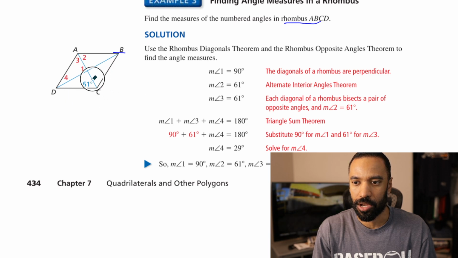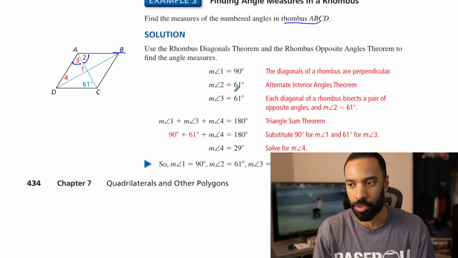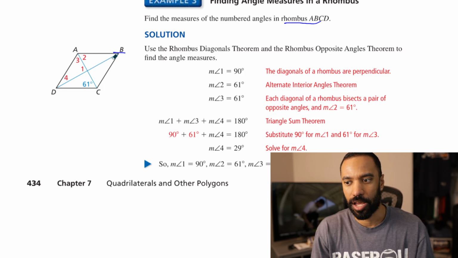3, why is 3 also 61? Because a diagonal bisects a rhombus. So this is congruent to that. Therefore, 2 is congruent to 3. 3 is also 61. 4, I can see a lot of ways to do it.